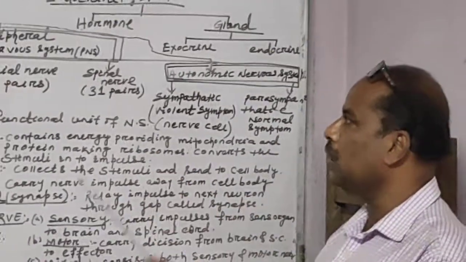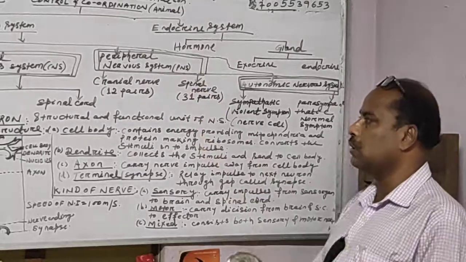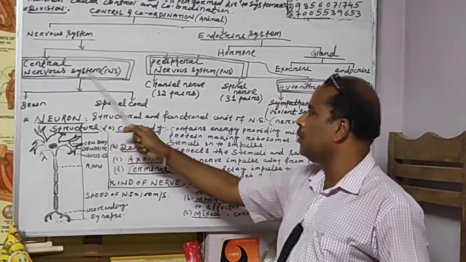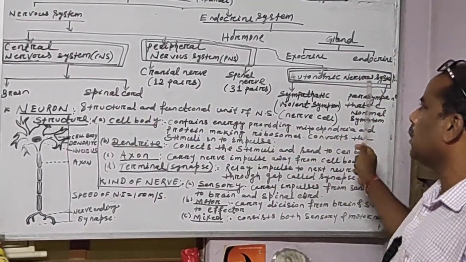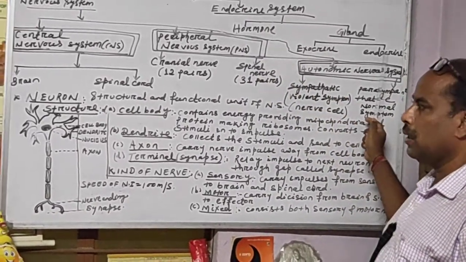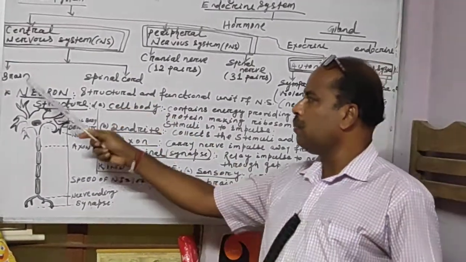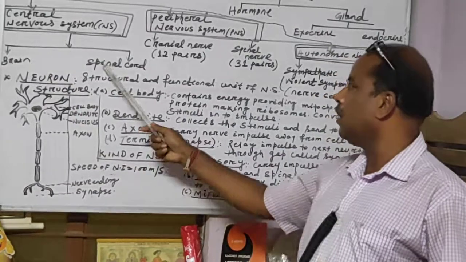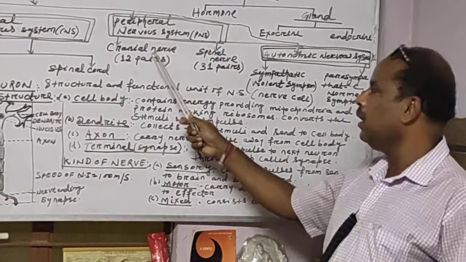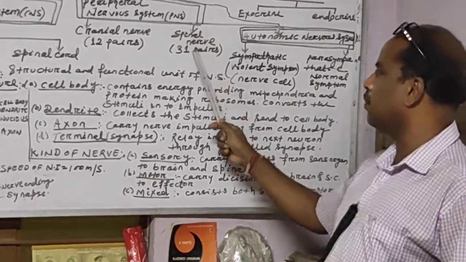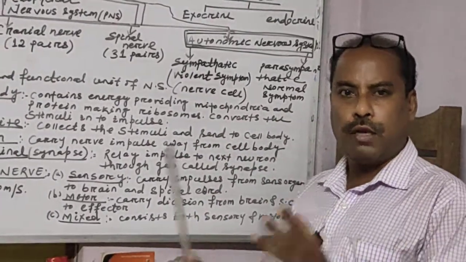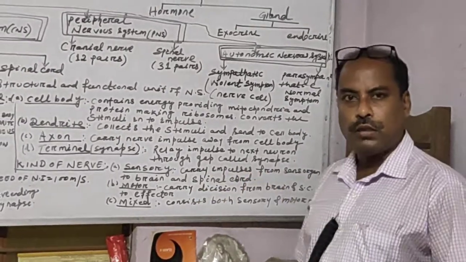So this is about the division of the central control and coordination system. So what is the division? Nervous system and endocrine system. Nervous system: central nervous system, peripheral nervous system, autonomic nervous system. Endocrine system is hormone and gland. Gland, two types: exocrine and endocrine gland. Now this central nervous system again consists of brain and spinal cord. Peripheral nervous system consists of only nerves, that is 12 pairs of cranial nerves coming from the brain and 31 pairs of spinal nerves coming from the spinal cord. Autonomic nervous system: sympathetic nervous system and parasympathetic, violent and normal action. This is about the division of the nervous system.